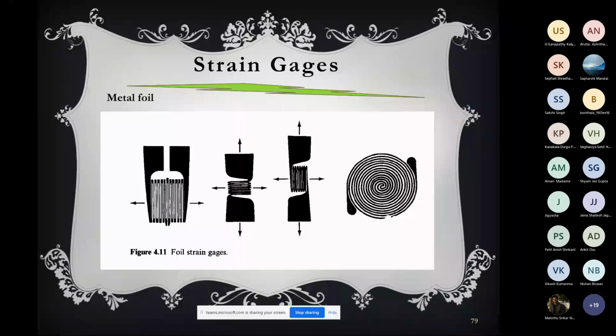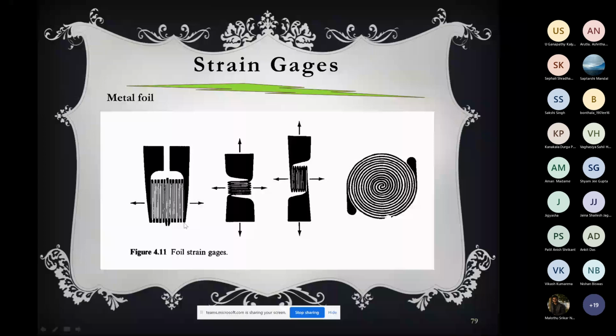Suppose we are applying the strain, in whatever direction is shown, or the force. Then what will happen? The wire will try to elongate, only the black portion, only this much will try to elongate. So the elongation of the wire will not be too much, and the change in resistance will be very, very small. So in this direction we cannot measure the strain.